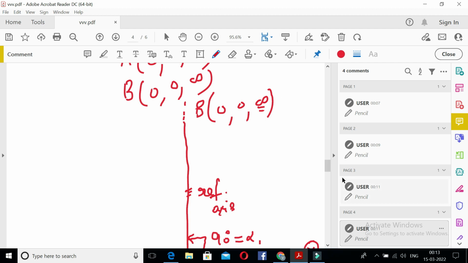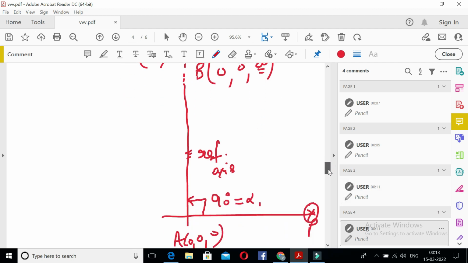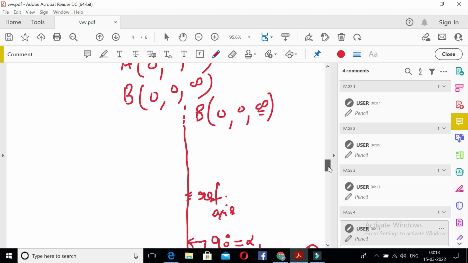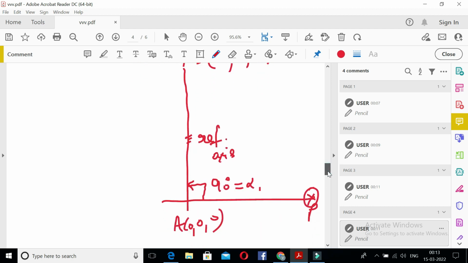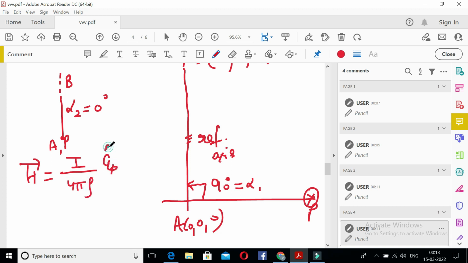We know, if we take the point to infinity then both points merge, because infinity has no limitation on how large the value will be. So A and P merge here. So when they merge, if we see A and P merge and B is that point, so the angle is 0 degrees. Now put the values of alpha 1 as 90 degrees and alpha 2 as 0 degrees. We get I upon 4 pi rho.